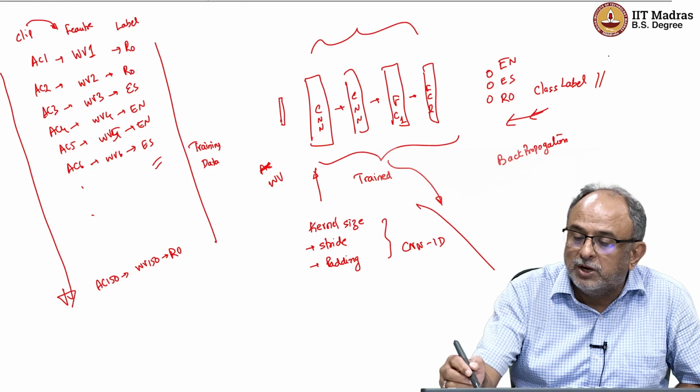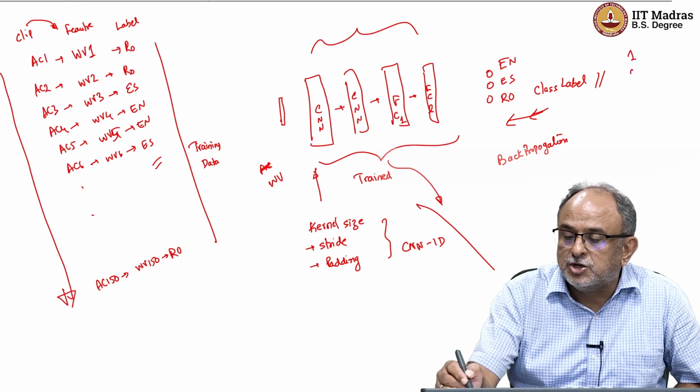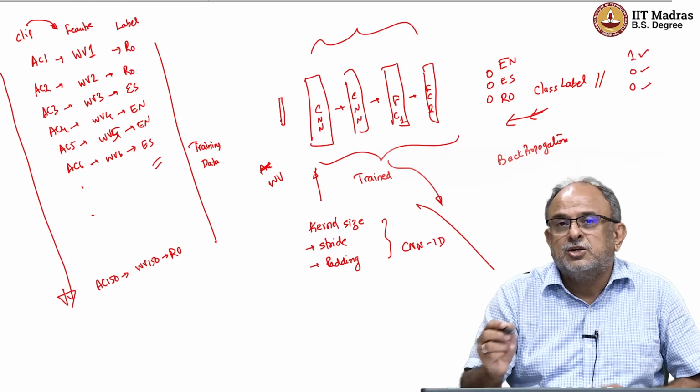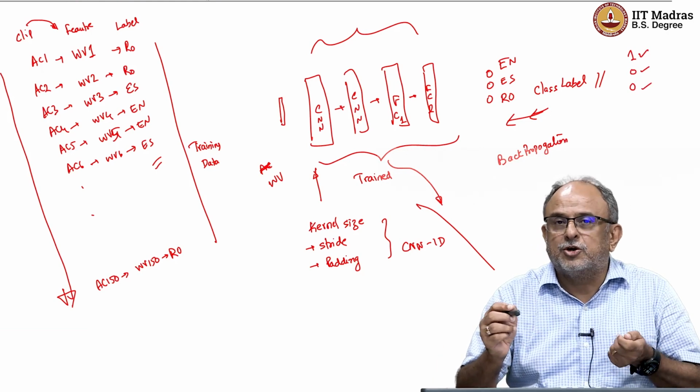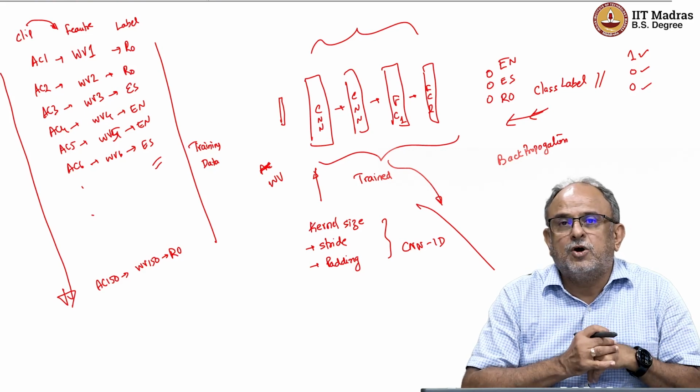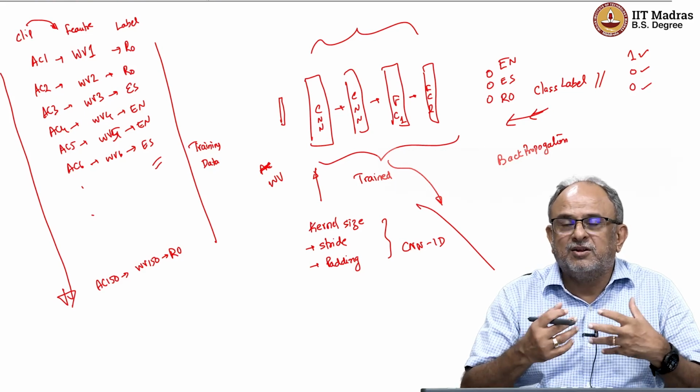Ideally, it should have been only one of the labels. If it is English, it should have been one with probability 1 for English, and the other two should be 0. So, we will use the idea of cross entropy loss, and then we will backpropagate. This is essentially what we are going to do to train this network.